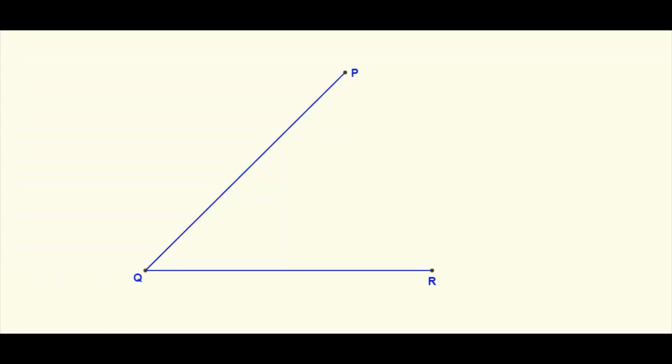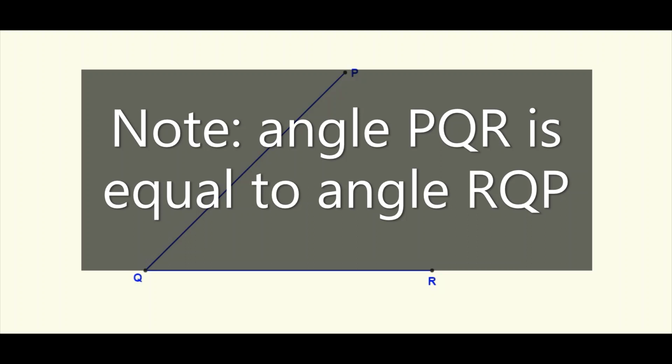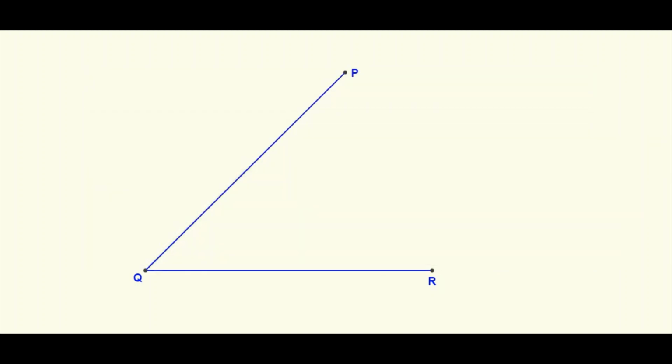So here I have an angle RQP, or you could say angle PQR, right? And what I want to do is to show you how you would bisect this angle. So what you're going to do, you're going to take your compass and place the compass point at the angle vertex, which is Q in this case, right? And this is how you would do it.